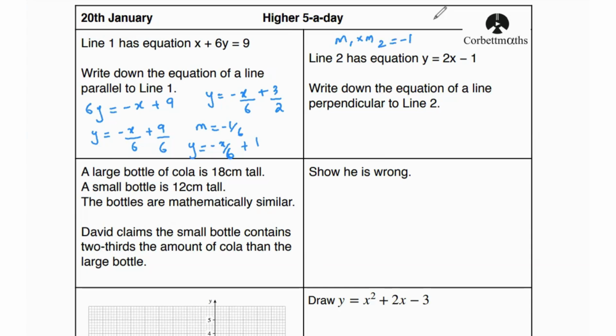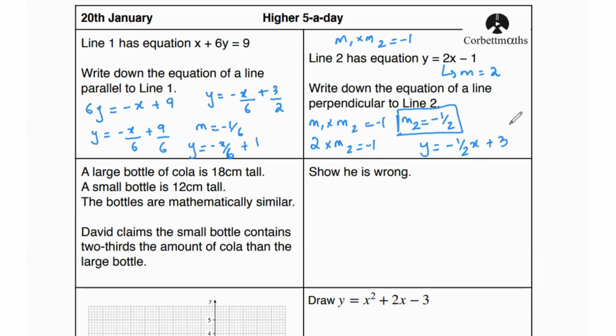So in this case, our m1 is going to be 2. So m1 times m2 equals negative 1, which means 2 times m2 equals negative 1. And the gradient of the perpendicular line is negative 1 over 2. So the gradient of the line perpendicular to line 2 is negative 1 over 2. So the equation can be y equals negative 1 over 2 x plus 3, let's say. Once again, the y-intercept can be anything, but the restriction is on the gradient.